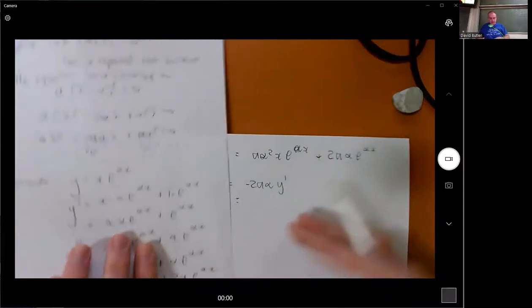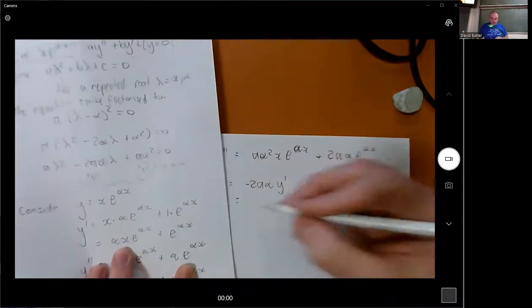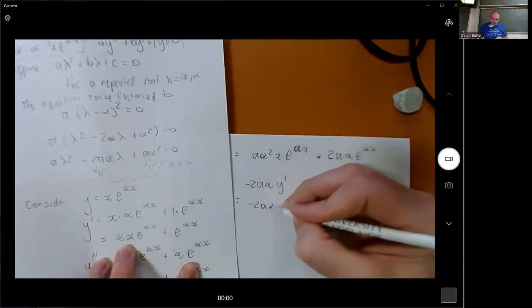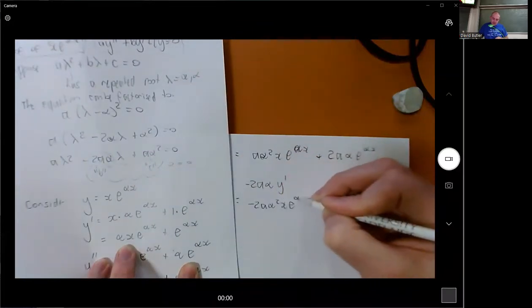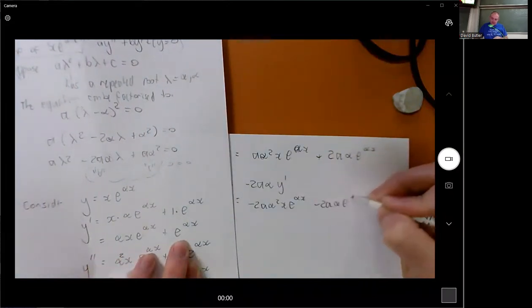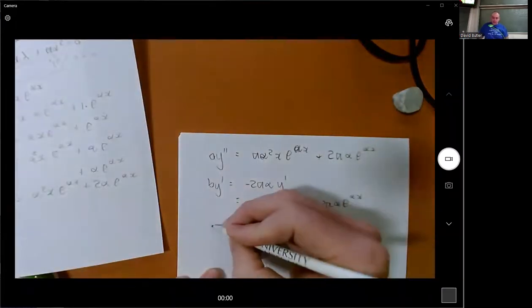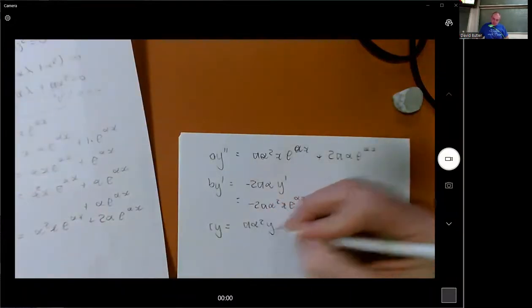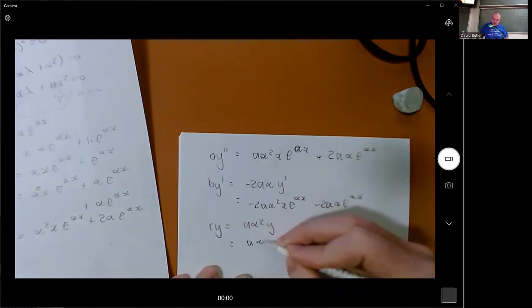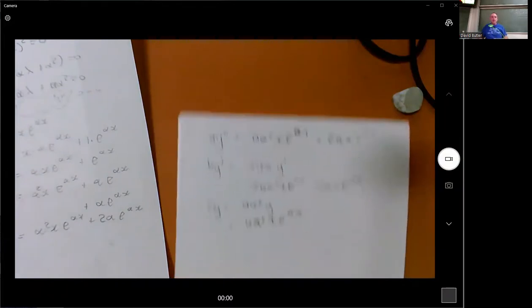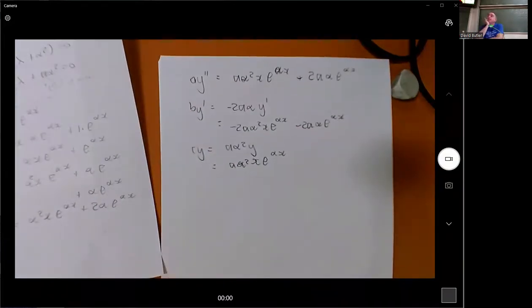minus 2a alpha y dashed, which is, according to this, minus 2a alpha times this, which is minus 2a alpha squared x e to the alpha x minus 2a alpha e to the alpha x. Cool. And cy is the same as a alpha squared times y, which is a alpha squared x e to the alpha x. And when I add all these together, it's supposed to be 0.